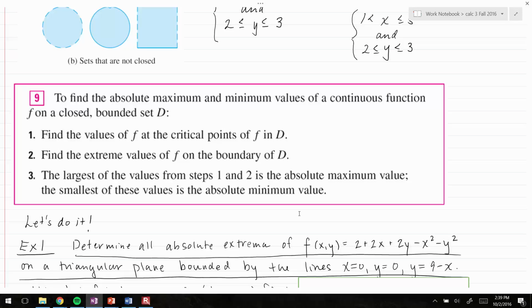Step 2, find the extreme values of f on the boundary of D. This is something new. You literally have to take every boundary and check it to see if it's got some extreme values on the boundary. So we'll see that in detail with an example. And then finally, step 3, the largest of the values from steps 1 and 2 is the absolute maximum value. The smallest of these values is the absolute minimum. So again, similar to the Calc 1 situation, but it's going to be pretty laborious here to find, especially the extreme values on the boundary of D.